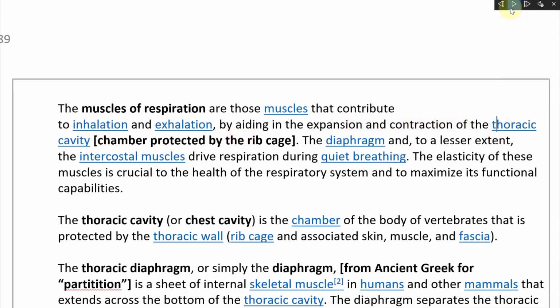See the pronunciation here? Thoracic cavity, which is a chamber protected by the rib cage, the diaphragm, and to a lesser extent the intercostal muscles. See the pronunciation here? Intercostal. Intercostal muscles drive respiration through quiet breathing. So that's the quiet breathing, but then the big one is the diaphragm. The elasticity of these muscles is crucial to the health of the respiratory system and to maximize its functional capabilities.